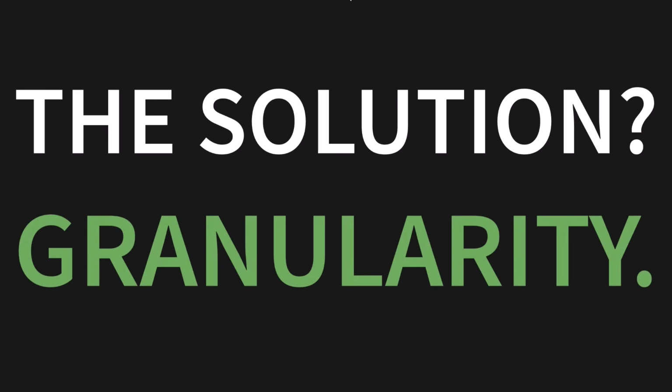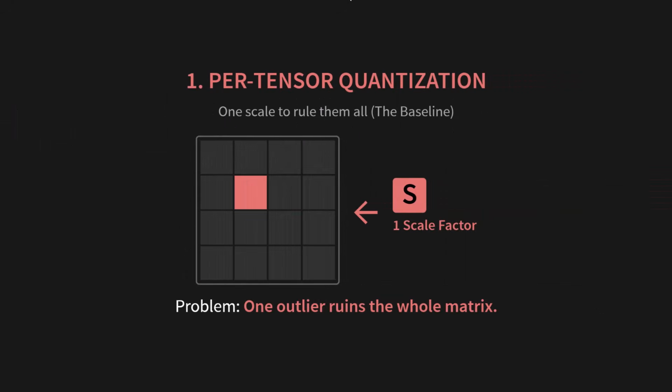So, what's the solution? How do we fix this catastrophic failure? The solution is a beautiful and simple concept. Granularity. Let's break down the different levels of granularity. First, we have per tensor quantization. This is the baseline method we've been using. You can think of it as one scale to rule them all. We calculate one single scale factor, S, for the entire matrix. The problem, as we just saw, is that one outlier ruins the whole thing.